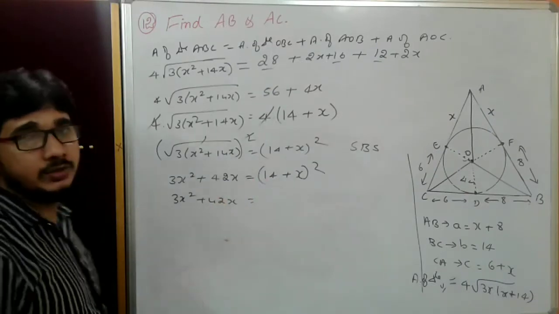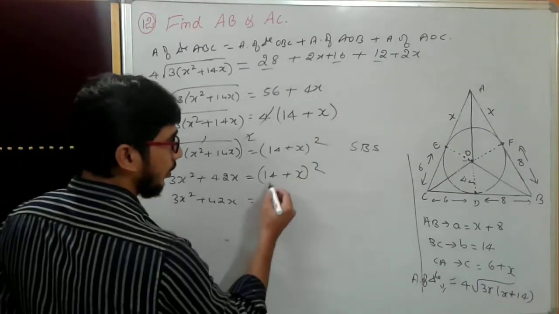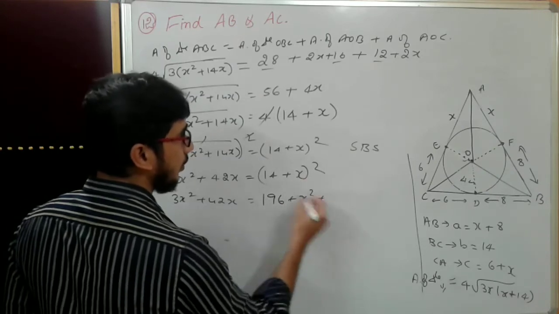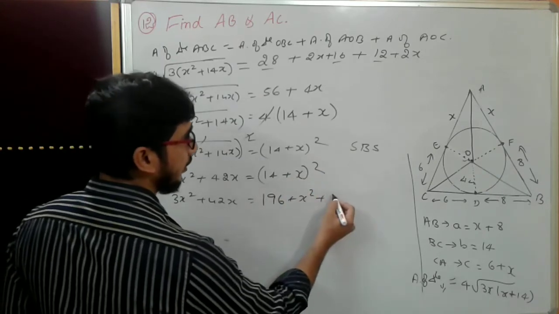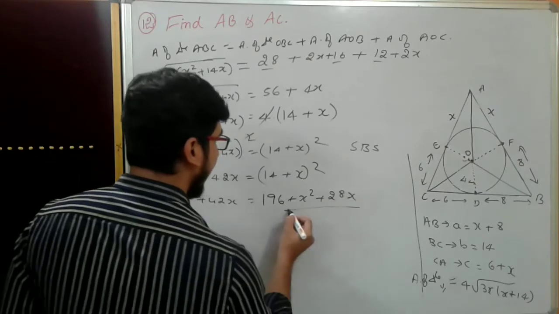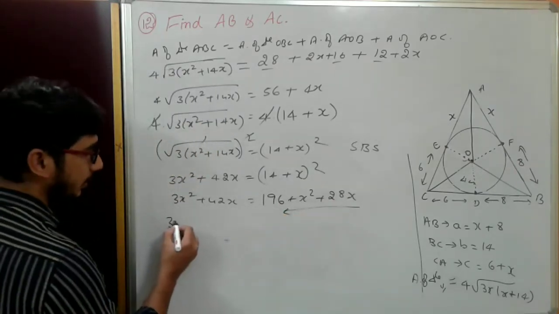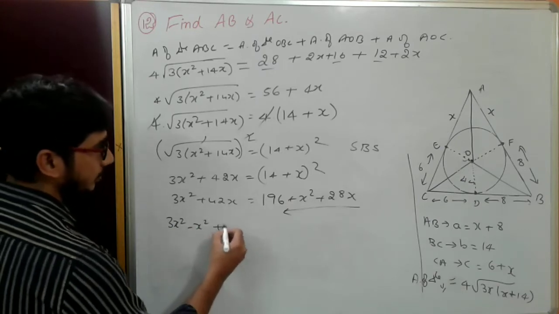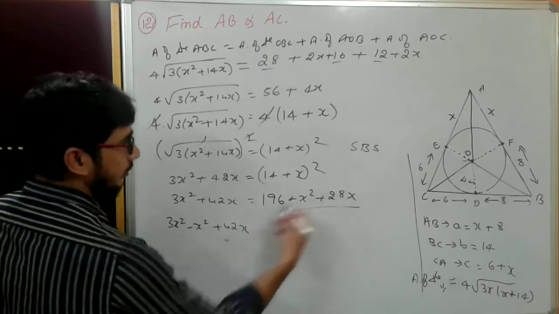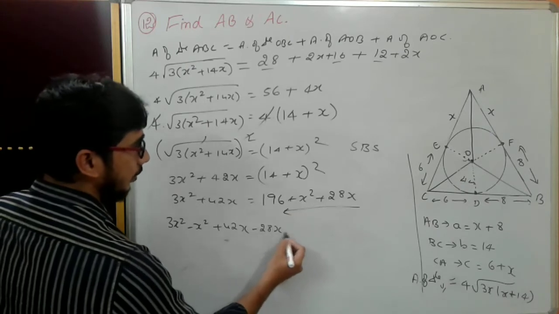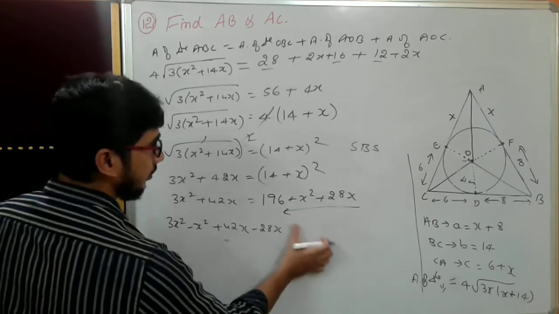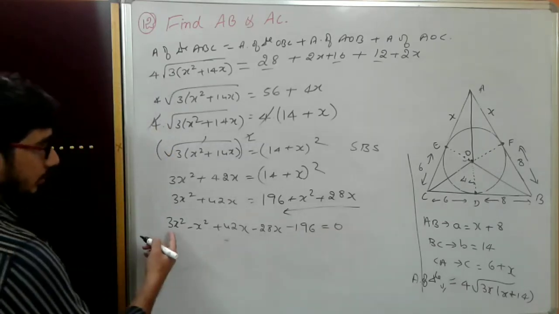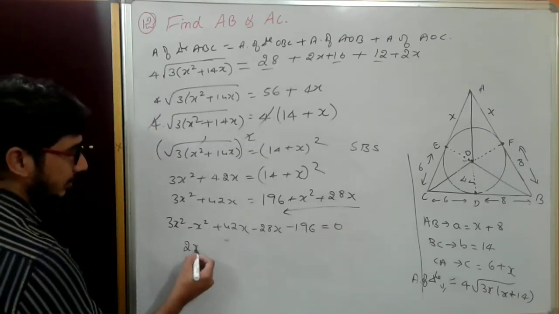Let us expand with the formula a plus b whole square. 14 14s are 196, plus x square, plus 14 2s are 28, 28x. Now take everything to the LHS. It will become 3x square minus x square, then plus 42x as it is. Take 28x to the LHS, and 196 also you take to the LHS, it will become 0 here. So 3x square minus 1x square is 2x square.